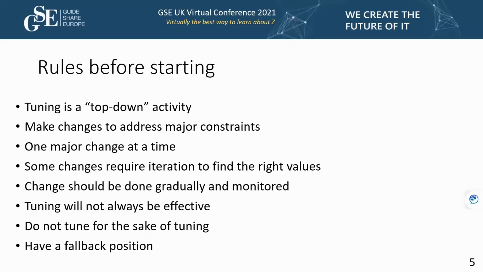So here we go. If you're going to do tuning, tuning is a top-down activity. You start with the biggest thing and you work your way down. You make major changes first, one change at a time. Some people try to tune and change 15 things at the same time. Sometimes it's positive and sometimes it's negative, but the sad part is you don't know which thing worked out for you. So you really have to make one, maybe two changes at a time.